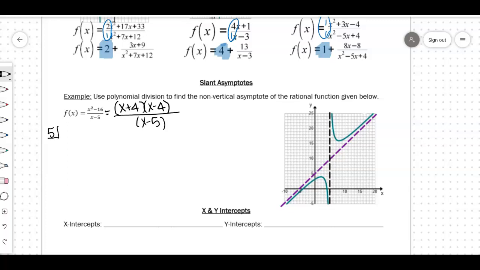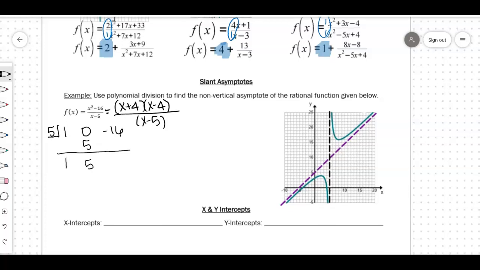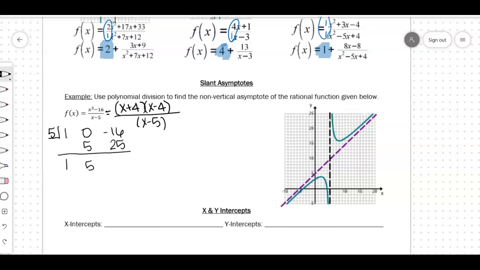Plugging in 5, our coefficient of x squared is 1. We don't have an x term, so make sure you fill that in with a 0. And then my last term is negative 16. Leave a space, draw a line, bring down your 1, multiply by 5. We get 5, add it to the 0, 5 multiplied by 5, 25, add it to the negative 16, we get 9. So now we can rewrite our function f of x.